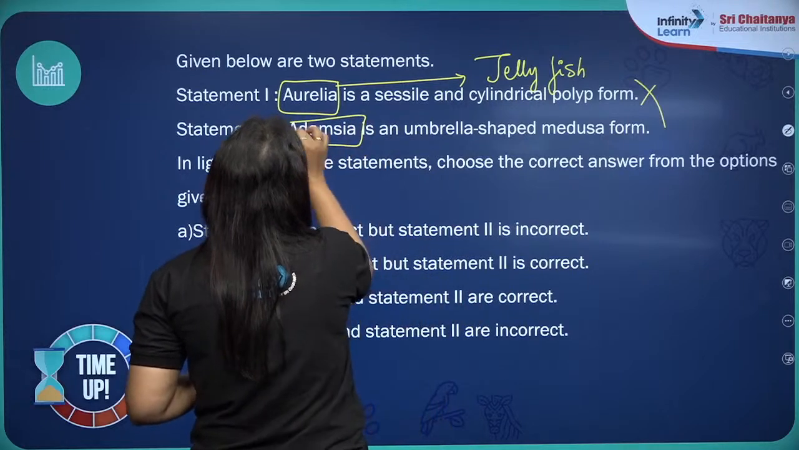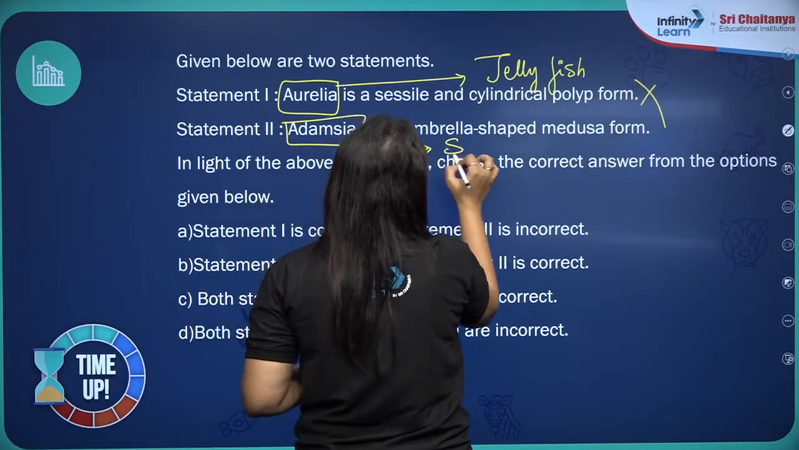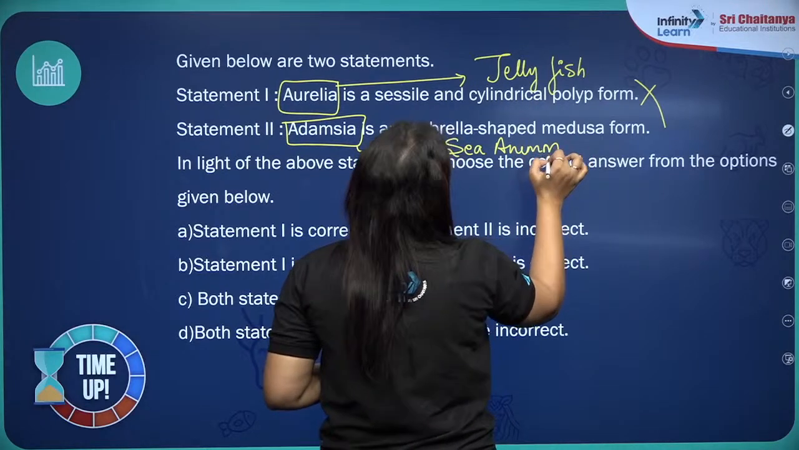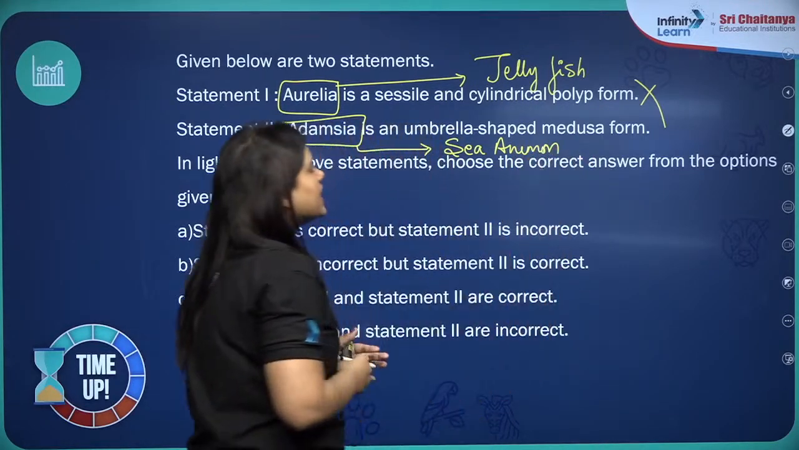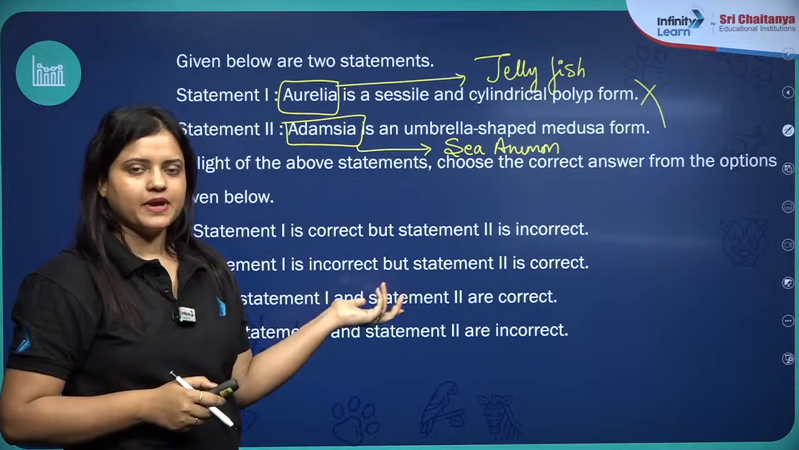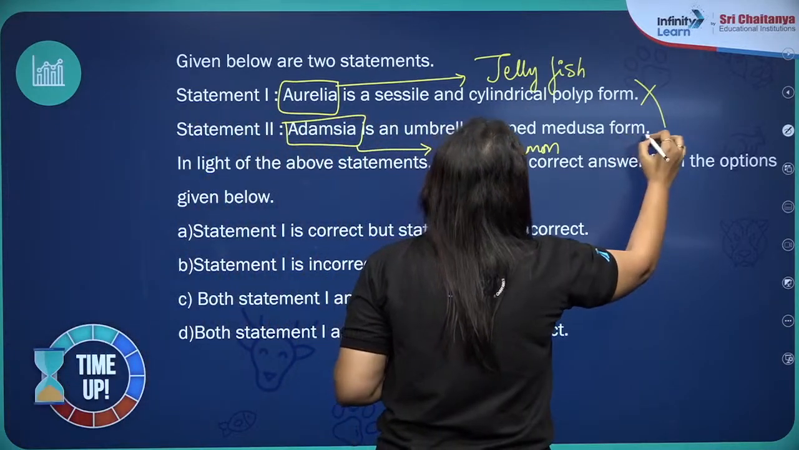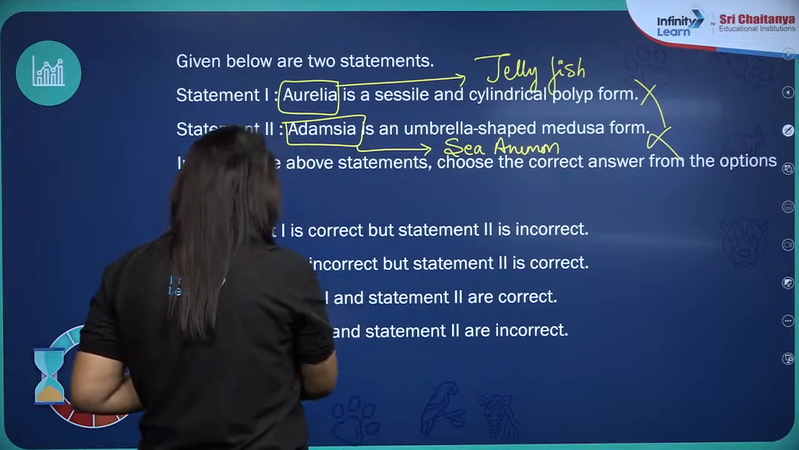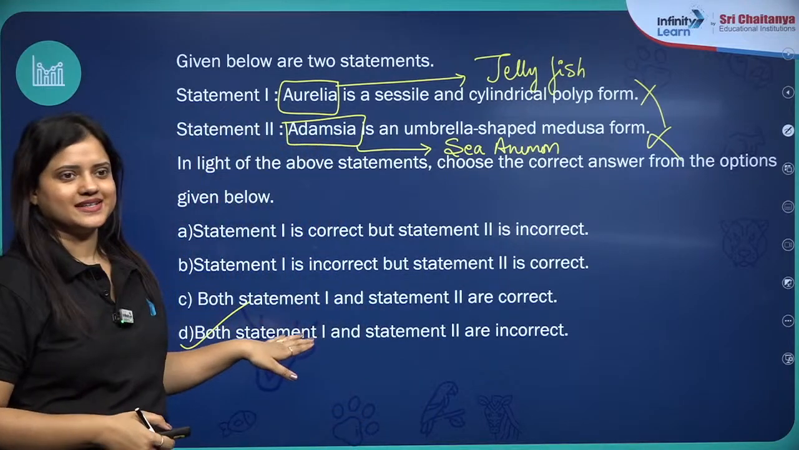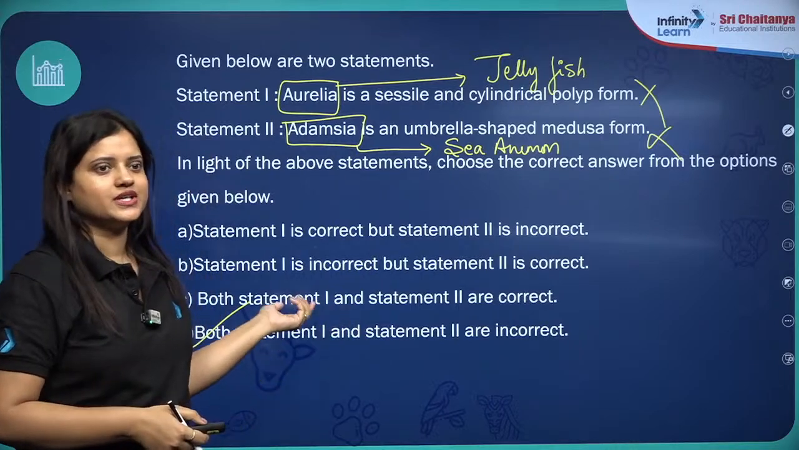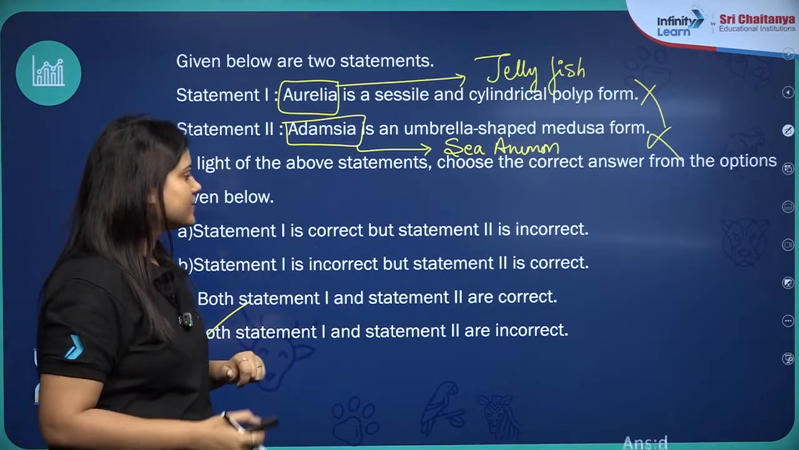Adamsia is sea anemone. Okay, it is sea anemone and sea anemone is polyp and not medusa. So the correct answer will be, both are incorrect, that means D. Okay, so yes Numan, it was D. Very good. Abhishek, Ullas, everyone. So it is D.